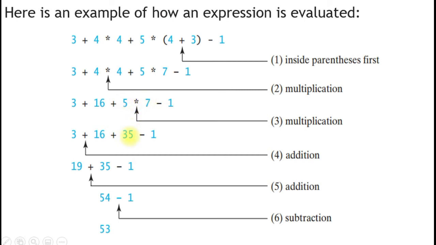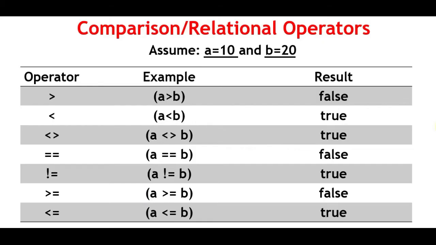Then, next is addition and subtraction, which are all that is left. Because addition comes first, it is evaluated first. So 3 plus 16 is 19. Then 19 plus 35 is 54. Then minus 1. So 54 minus 1 is 53.